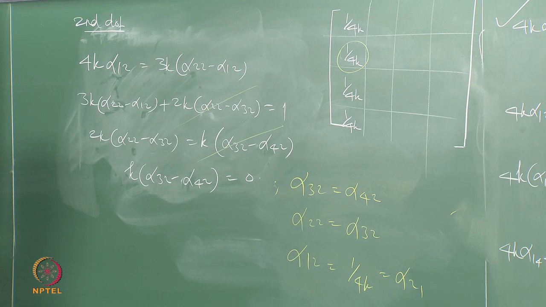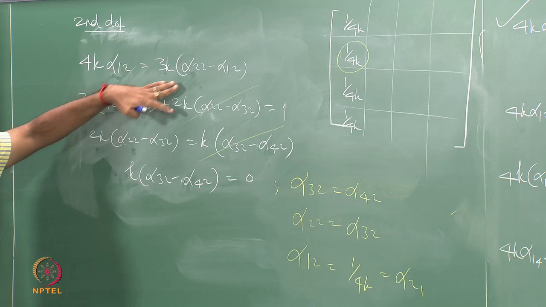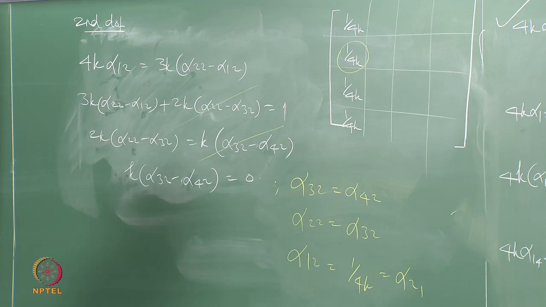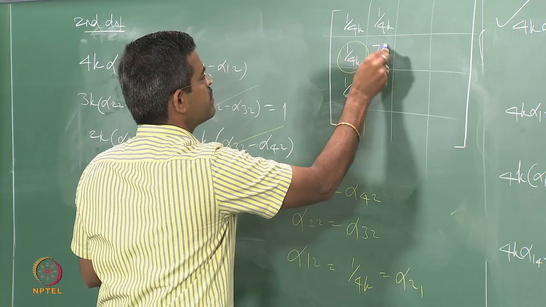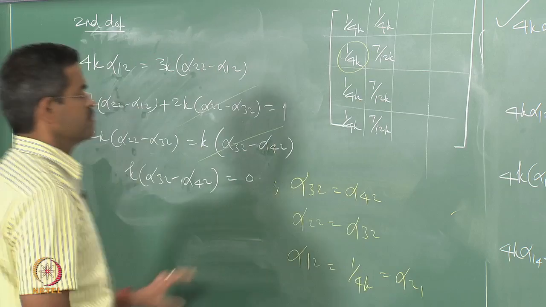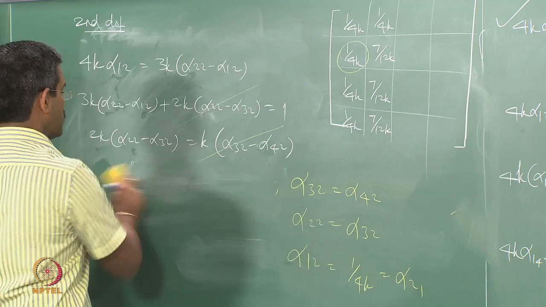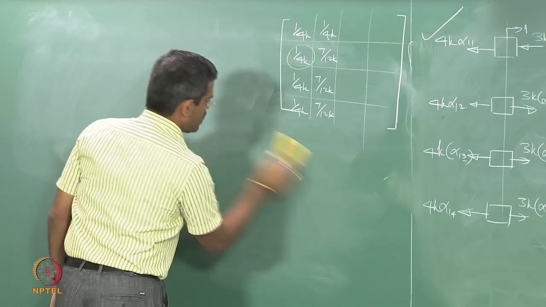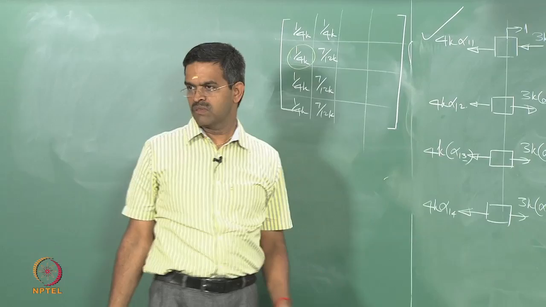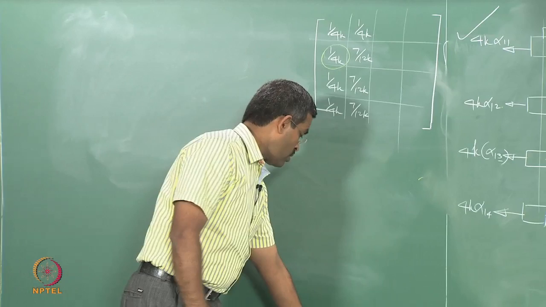So, I substitute back and get alpha 2 2 and then 3 2 and 4 2. I get the second column of this matrix now, which is 1 by 4k and 7 by 12k. Once you get alpha 1 2 here, you can substitute back in this expression and you can find alpha 2 2. Once you know alpha 2 2, you can find 3 2 and 4 2, which are going to be the same. I get the second column. So, similarly, I can get the third and fourth column. I want you to write them down, but anyway, I will fill up the matrix here. Is there any doubt for anybody in deriving the influence coefficient matrix directly like this from the force equations? Any doubt for anybody here? So, I will write down the remaining two columns also.